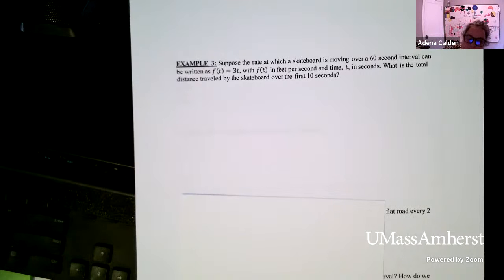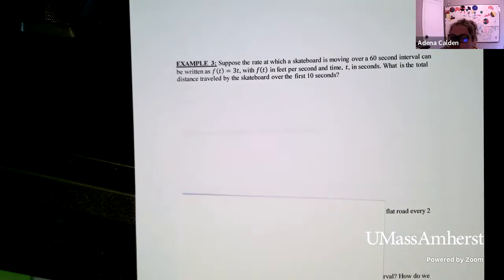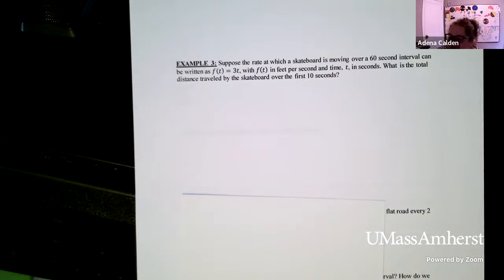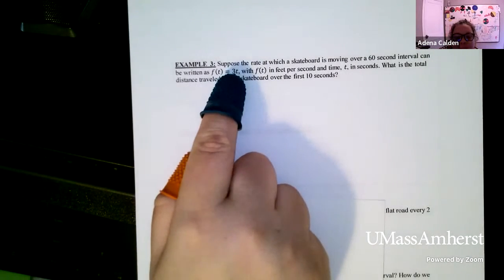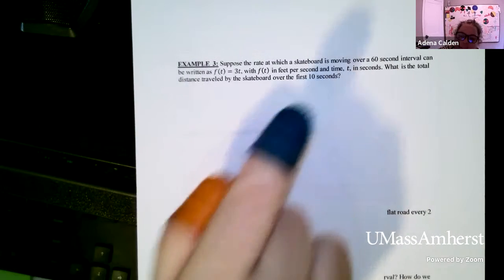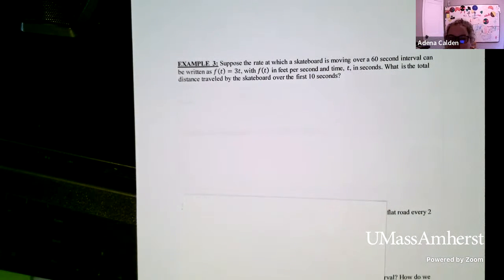If we multiplied the rate times time, we'd be multiplying 3t times 10, which would give us 30t, right? So there would still be a t in there and we wouldn't know how far we traveled. We also can't just plug 10 into the function, because if we plug a 10 into the function 3t, that tells us the rate at time equals 10. That doesn't tell us the distance that we traveled.